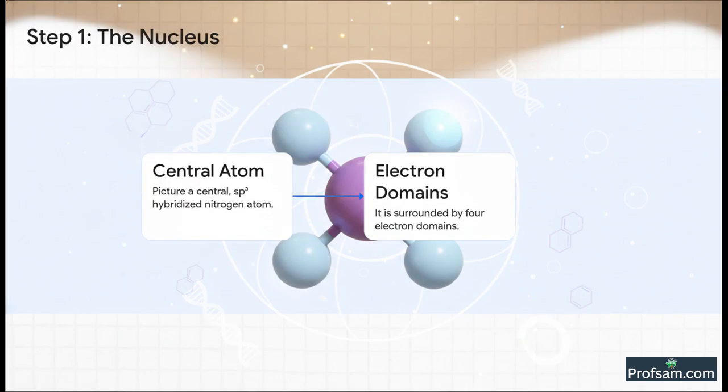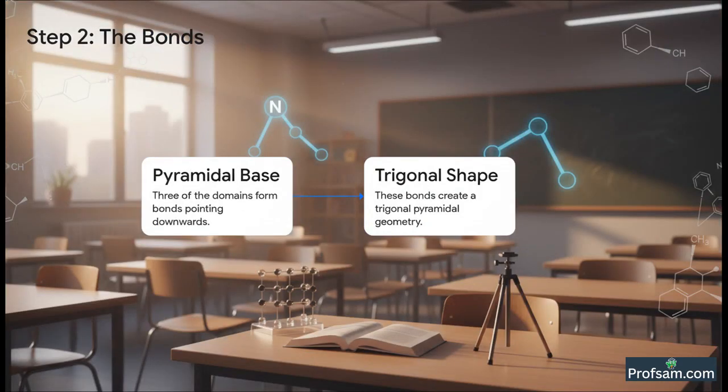Okay, step 1. Right in the middle, picture a central nitrogen atom. Now, I want you to think back to your chemical bonding chapter. Remember sp3 hybridization? That's what we have here. This nitrogen is sp3 hybridized, which simply means it's surrounded by 4 regions of electron density. Step 2. Out of those 4 electron regions, 3 of them form bonds, and these bonds point downwards, just like the legs of a camera tripod. See? This is what gives us our basic shape, a trigonal pyramid.